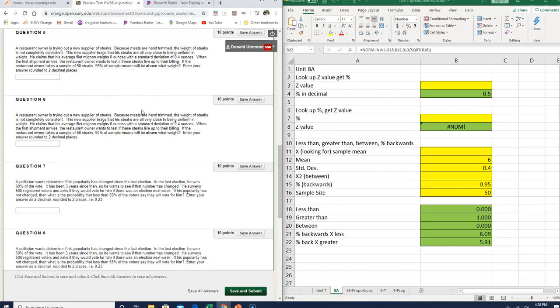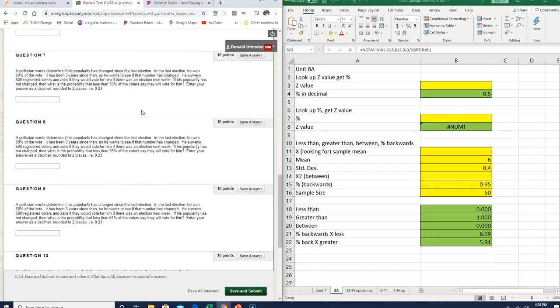We're going to move on now to number 7. The politician who's running for election. Last time he won 60% of the vote. It's been 3 years since then. He wants to see if his numbers have changed. He surveys 500 registered voters and asks if they vote for him if there's an election next week. If his popularity has not changed, what's the probability that less than 59% say they'll vote for him? Enter your answer as a decimal.